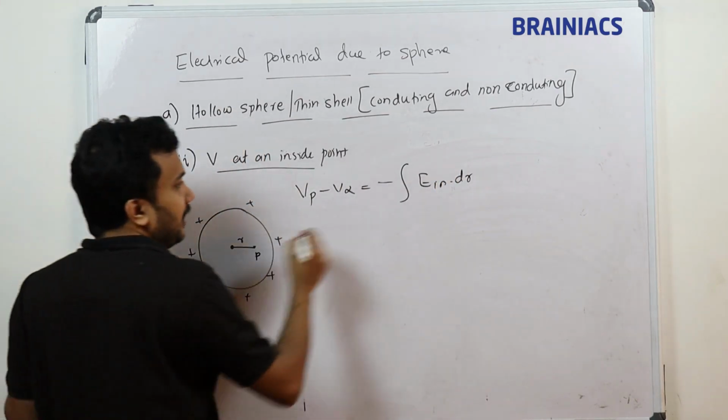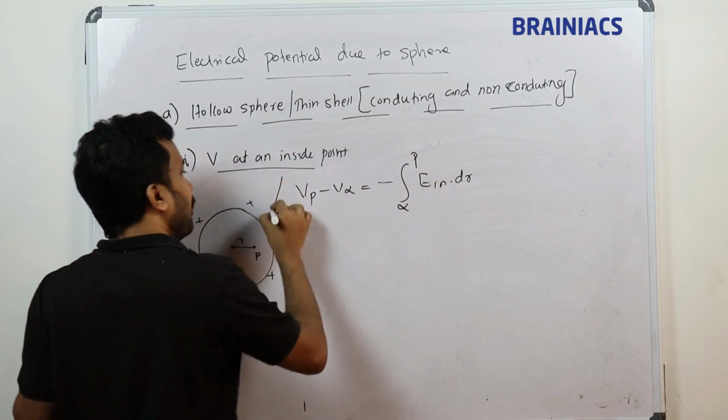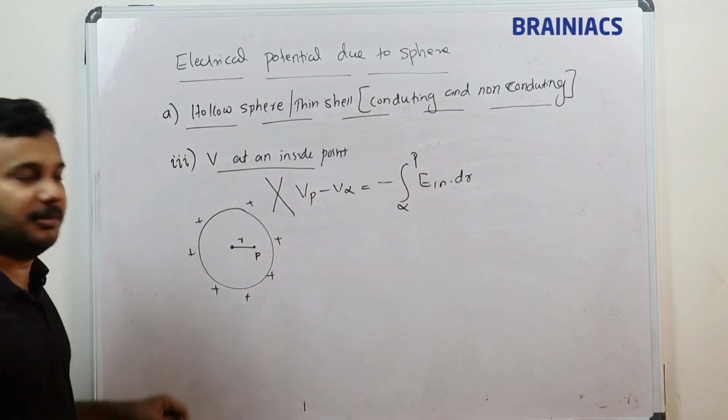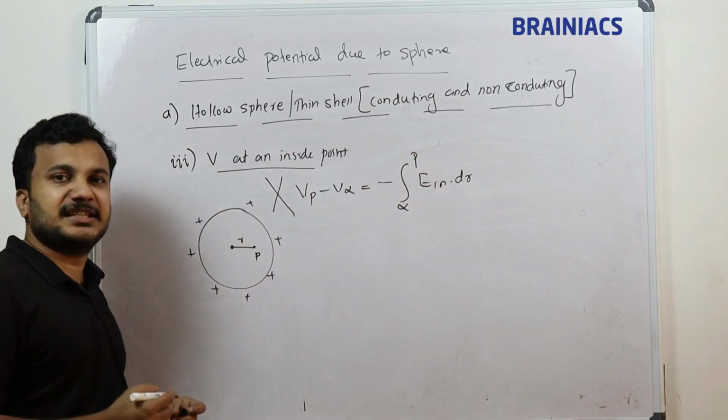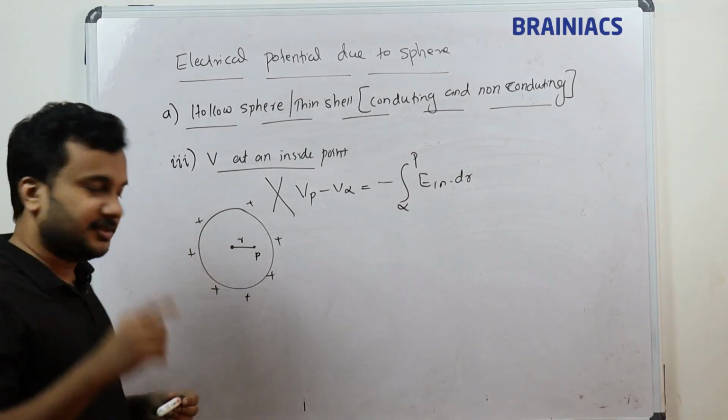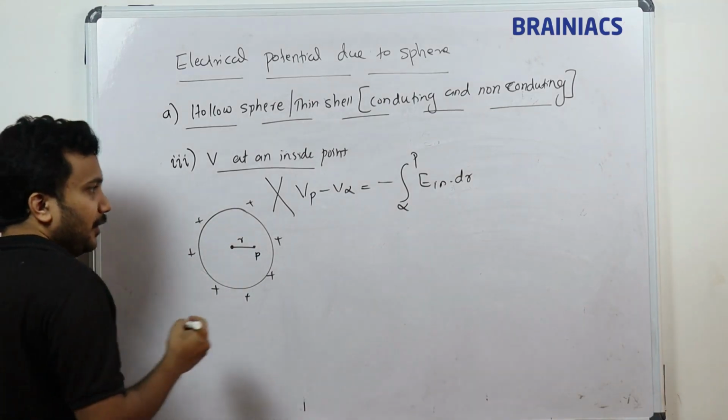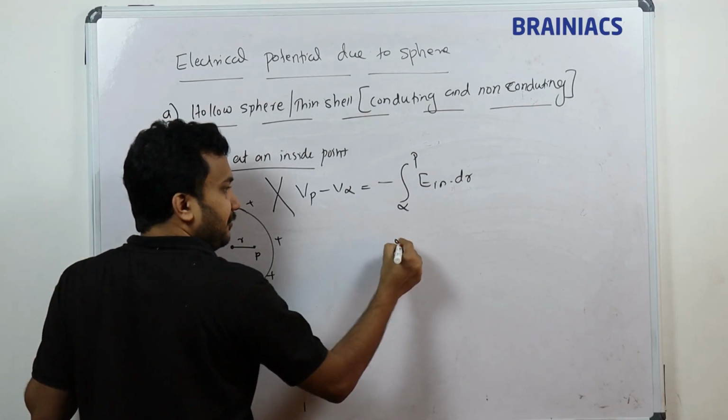Okay, from where to where am I moving? Infinity to P. Here we cannot use this formula. There is a problem if you are taking an inside point. Why? Because I will tell you the reasons.